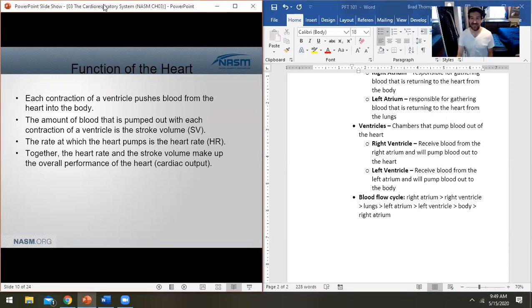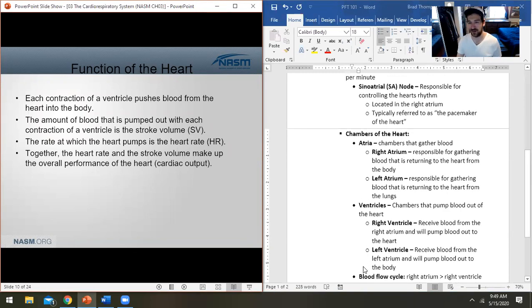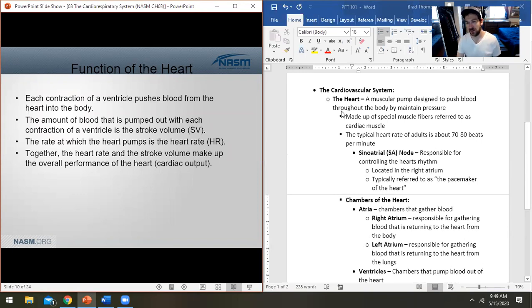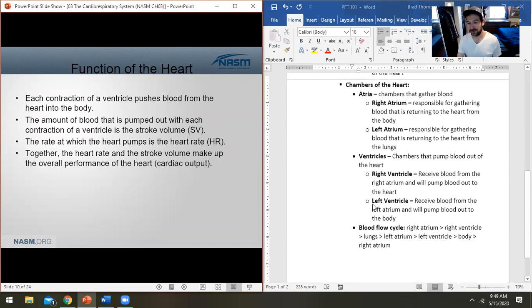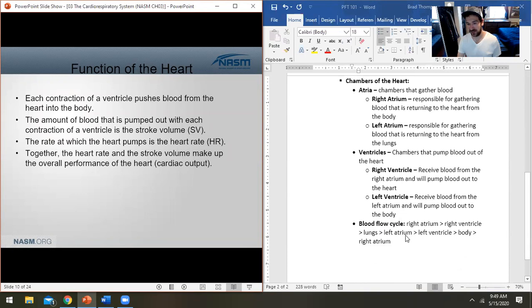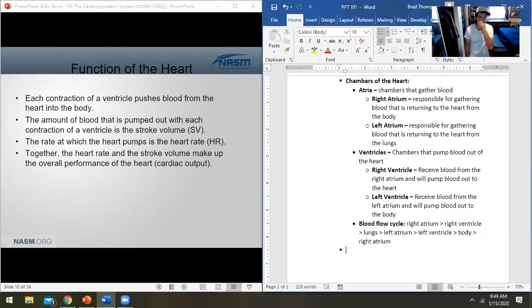Now, talking about what that contraction is, we have to talk about what our heart's rhythm is. We've talked a little bit about the chambers and the blood flow cycle within those chambers. Now let's look at the heart when it's actually functioning. So, function of the heart.